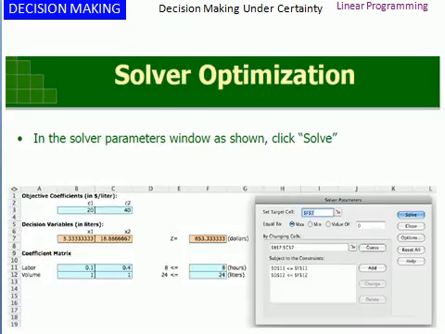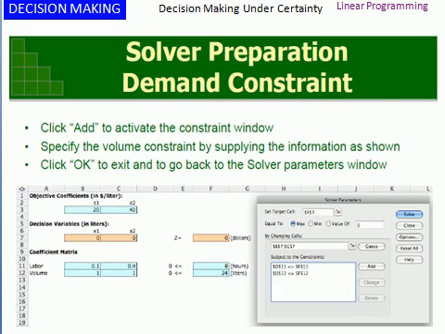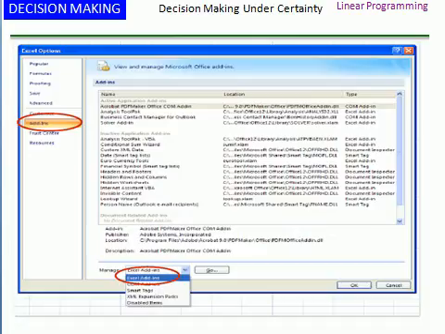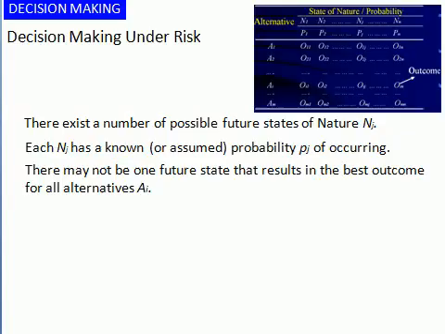Okay, right, let's talk about decision under risk. In decision making under risk, one assumes that there exist a number of possible future states of nature, Nj.